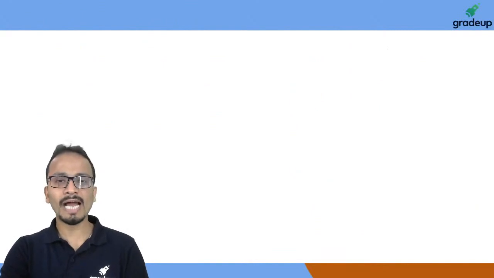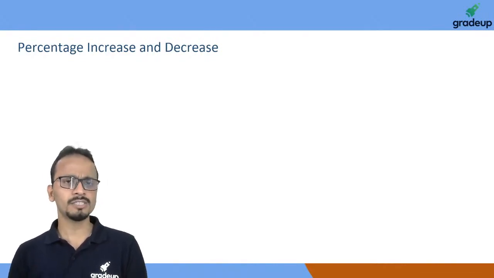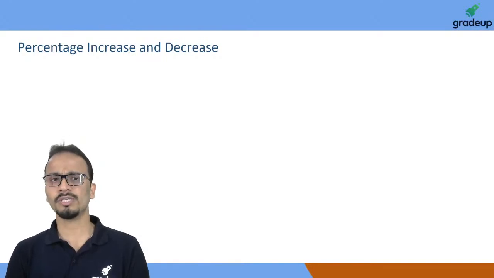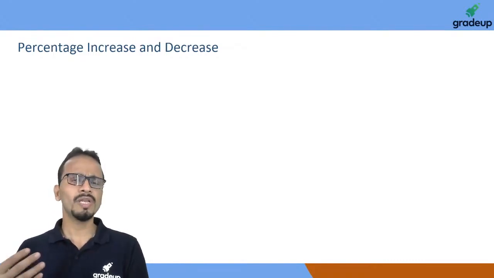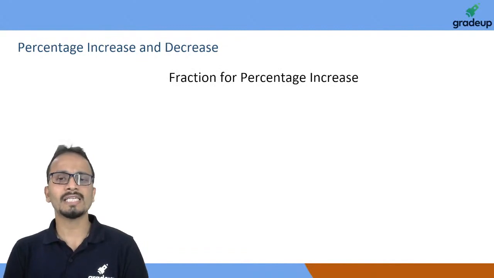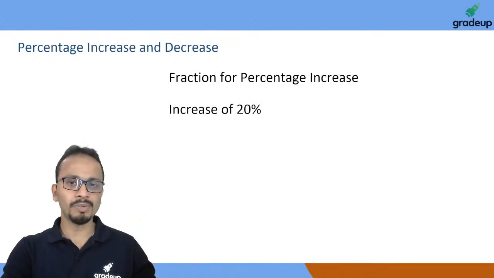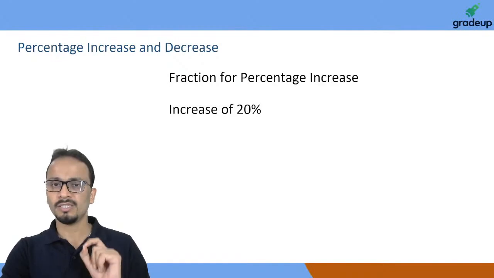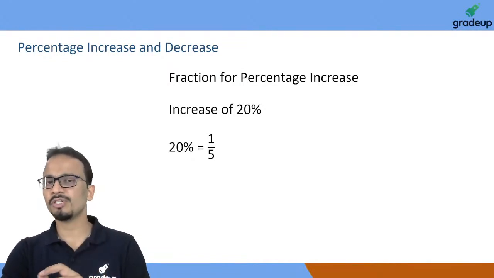Now let's have a look at the usage of these percentage equivalents of fractions. I'll talk about the indirect use later on in the next sessions, but let's look at the direct use in calculations. You will come across a lot of cases where you have a certain percentage increase or percentage decrease. Let's say you are asked to increase a certain number by 20%. The fraction equivalent for 20% is 1 by 5.